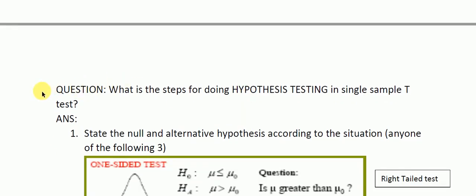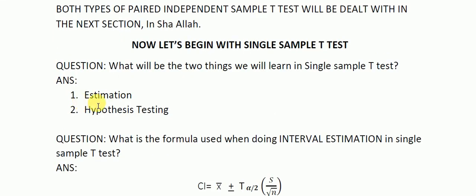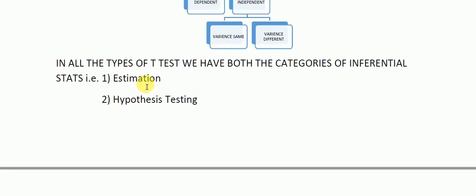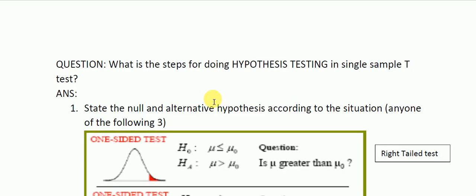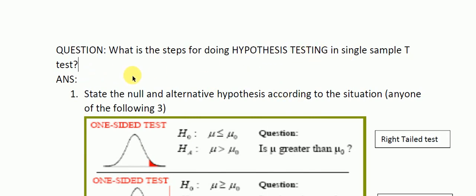So now we have to perform hypothesis testing in single sample t-test. So as we have already discussed, for each and every one of them we will perform these two things, estimation as well as hypothesis testing. So we did estimation by calculating confidence interval. Now we'll move on to hypothesis testing. So let's see. What are the steps for doing hypothesis testing in single sample t-test?